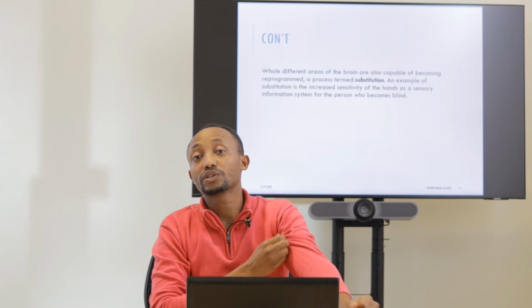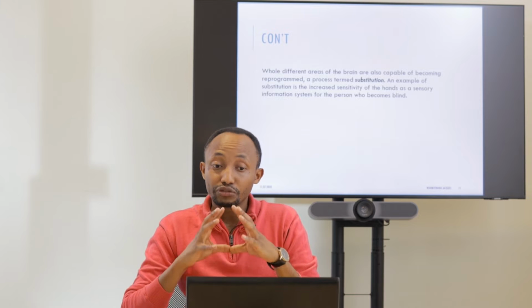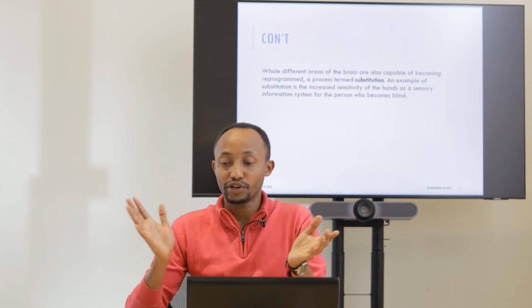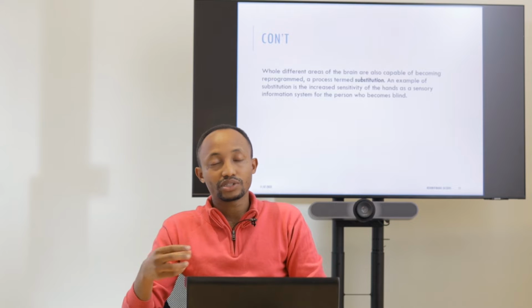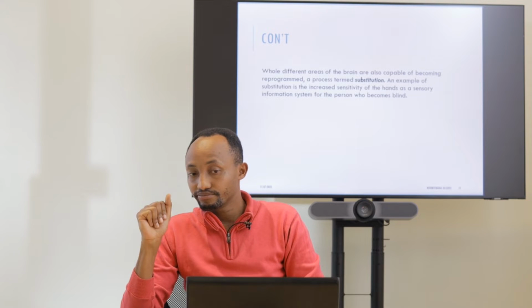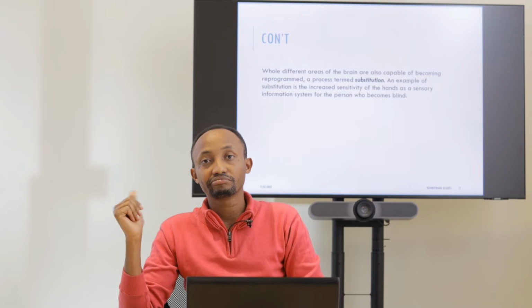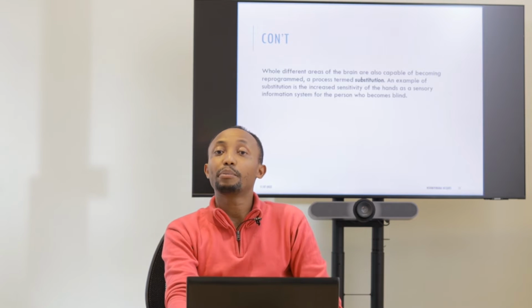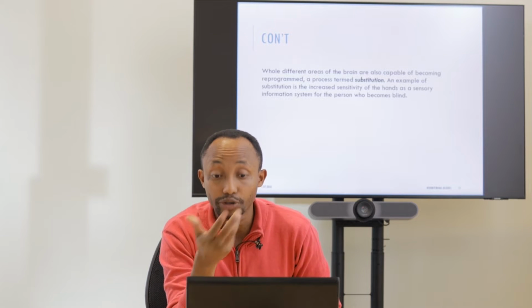We have what we call substitution. In substitution, a whole different area of the brain is capable of becoming reprogrammed. For example, there's an area of the brain which, let's say, was supposed to control the hand, and that area is reprogrammed to control the foot completely. It is a remapping. If this happens, we call it substitution. And I have an example here which I think is very practical in life.